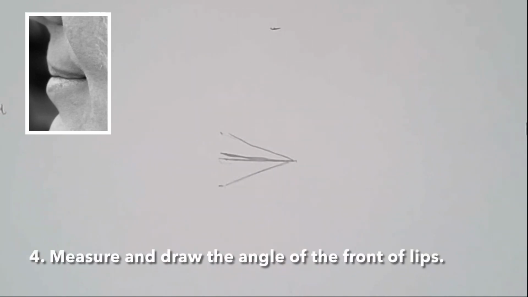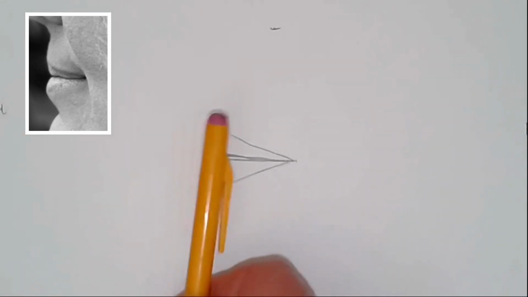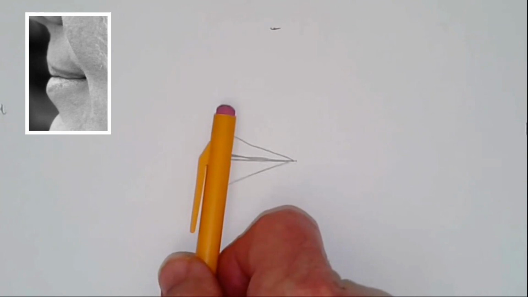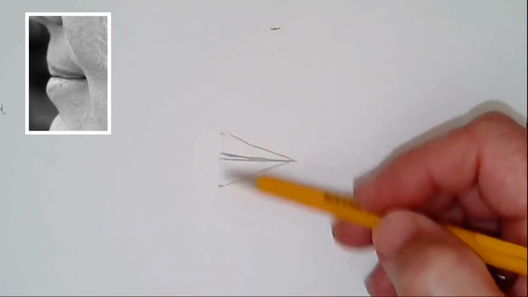Then we're going to measure and draw the angle of the front of the lips, again using sighting. Remember that everybody's a little bit different. Some people's upper lip sticks out a little further, some people have their lips that are even. In this particular case, the lower lip is sticking just a little bit forward. So as you're looking at the angle of the lip, it's out just a little bit. So it's coming through about like that.